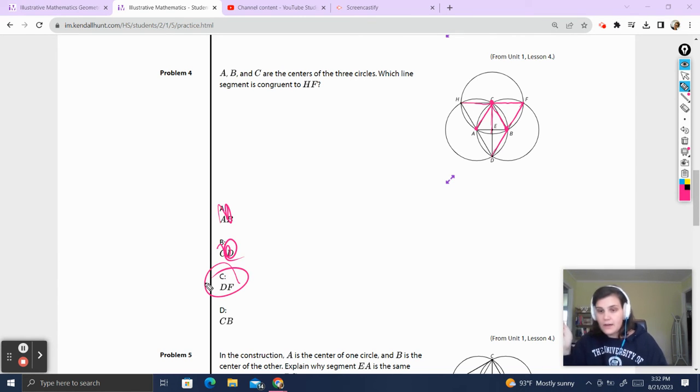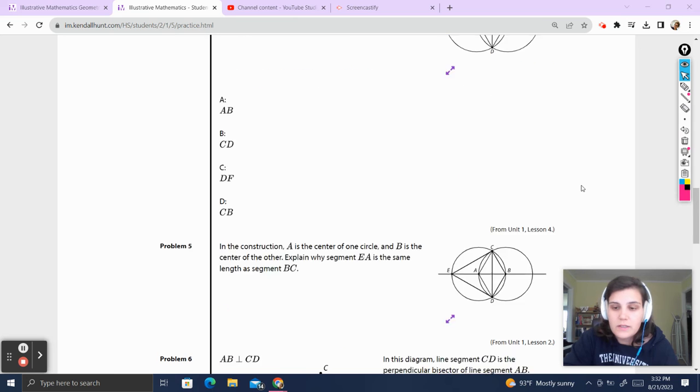Don't forget to always check out all of your answer choices. So let's check CB. CB is 1 radius, and HF is 2 radiuses. So nope, that one is not congruent. We are ready to move on to the next question.